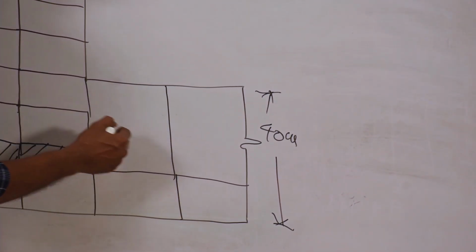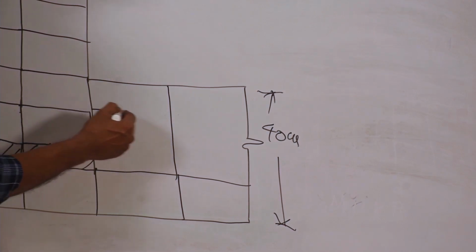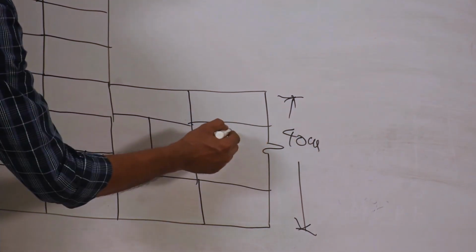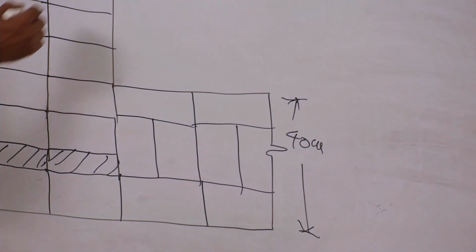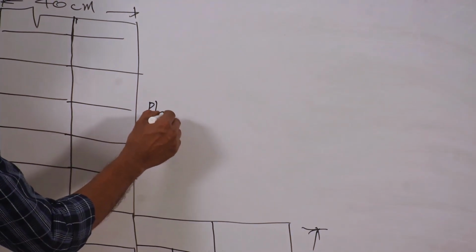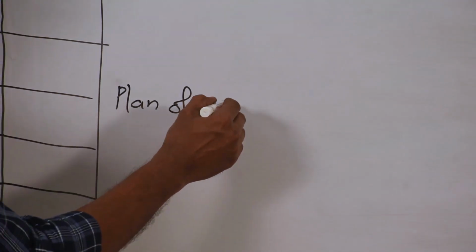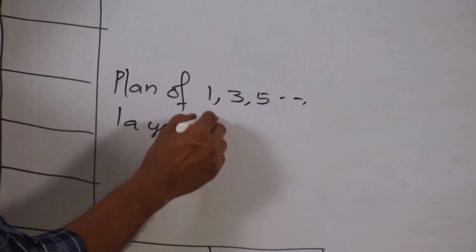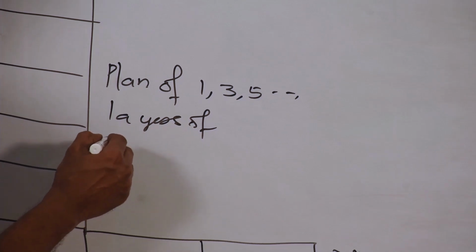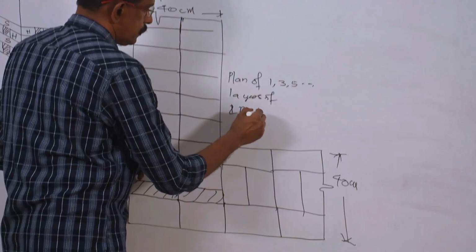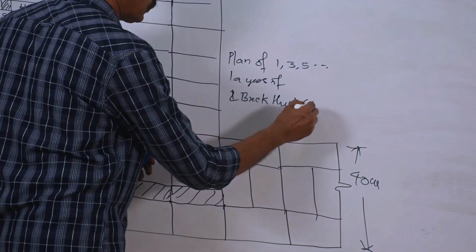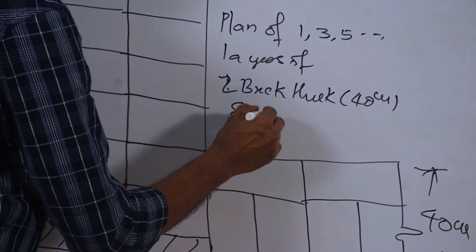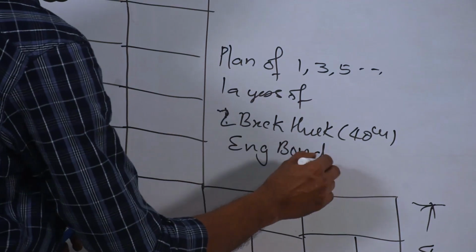So arrange 2 bricks in this direction and 1 brick in this direction. The same thing will continue. So this is the plan, that is the top view plan of odd layers 1, 3, 5, etc. layers of 2 brick thick, that is 40 centimeter English bond. Okay, that is for first layer.